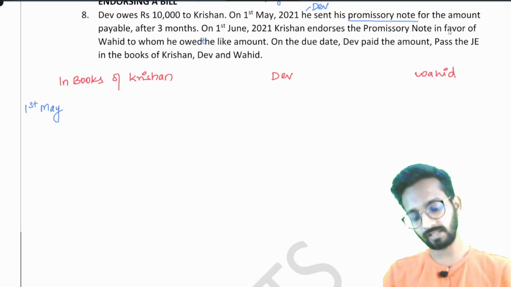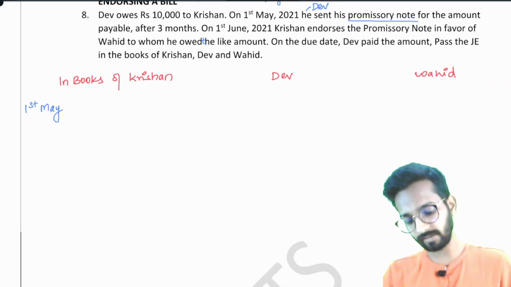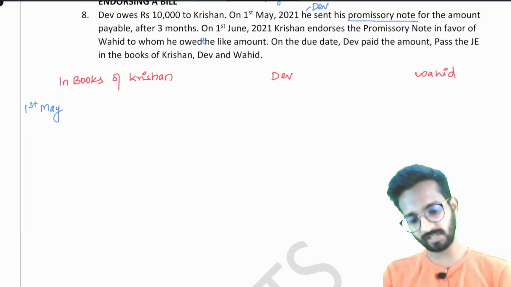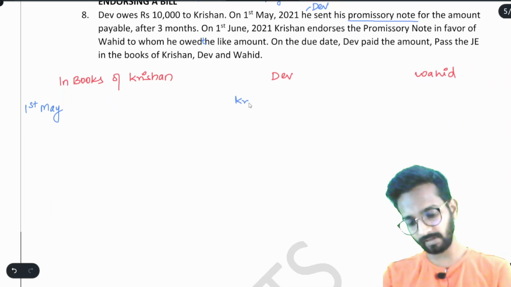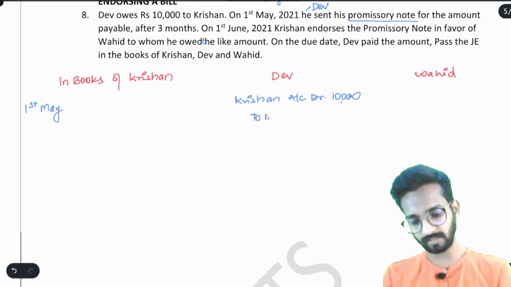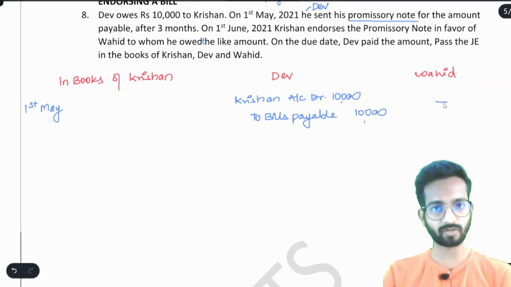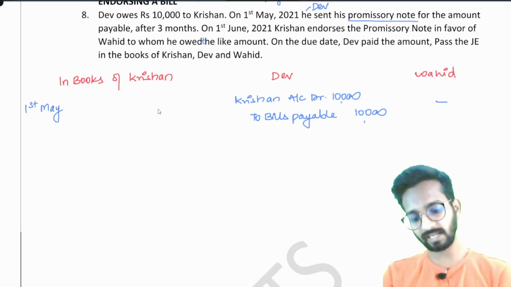So on 1st May, Dev is sending. On 1st May, Dev sent the promissory note. It means Dev has sent and Krishan has received. If Dev has sent, Dev will write Krishan account debit 10,000 because Dev has promised him. So it is his liability. Liability is to bills payable. How much? 10,000. Remember on 1st May, Wahid was not in the picture. Okay. Now, Krishan has received that bill.